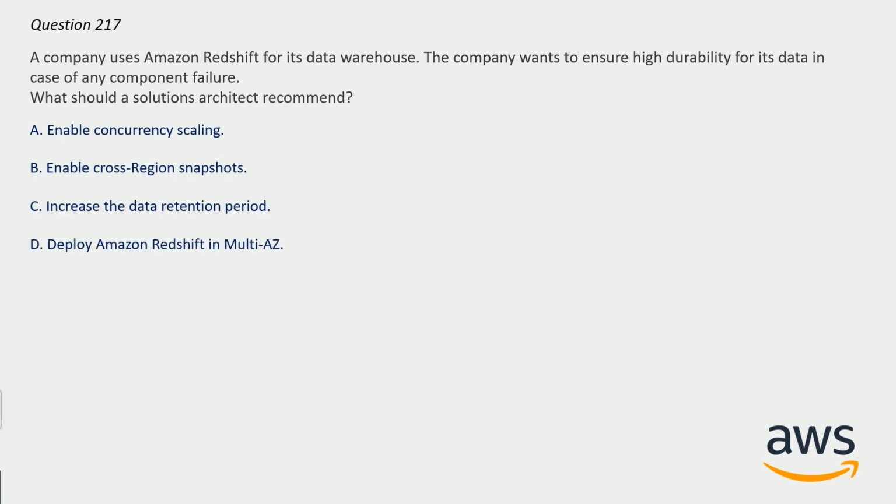You can have a look at the options and take your time. And let me reveal the correct answer for you. The correct answer here will be option B. Enable cross-region snapshots. Because this will improve durability, and multi-AZ is not supported with Redshift. Due to this reason, this is the only best possible answer here.